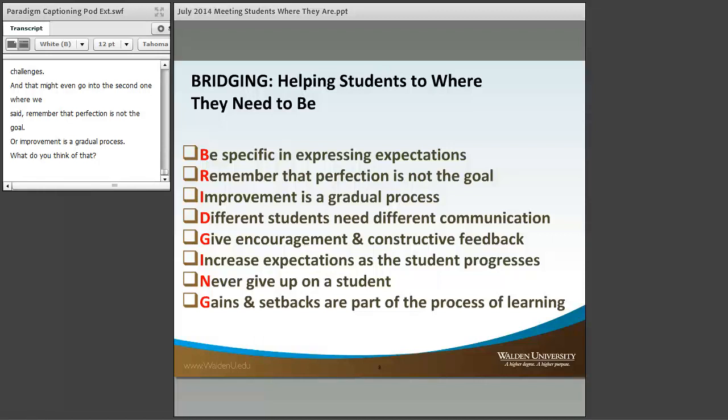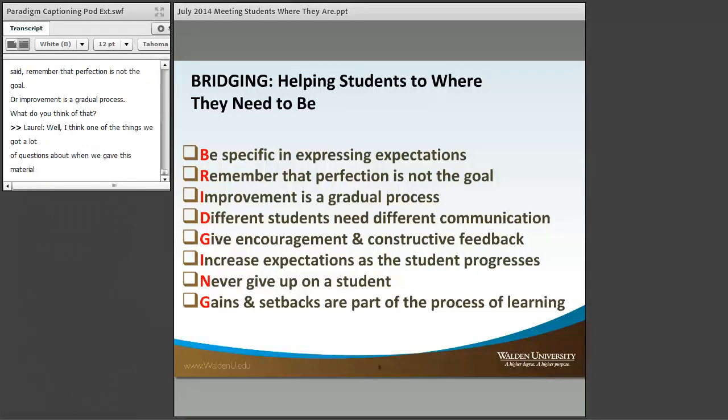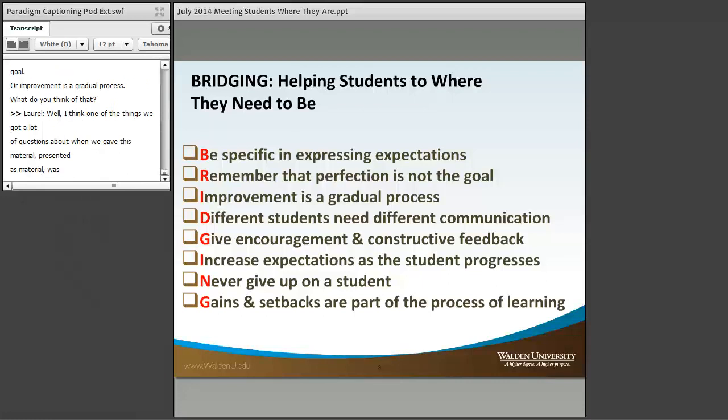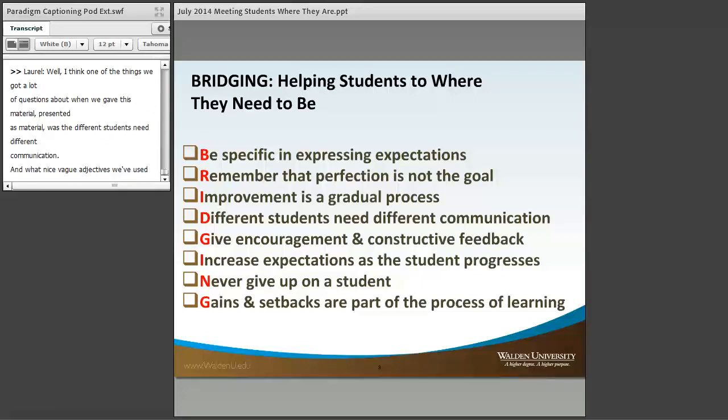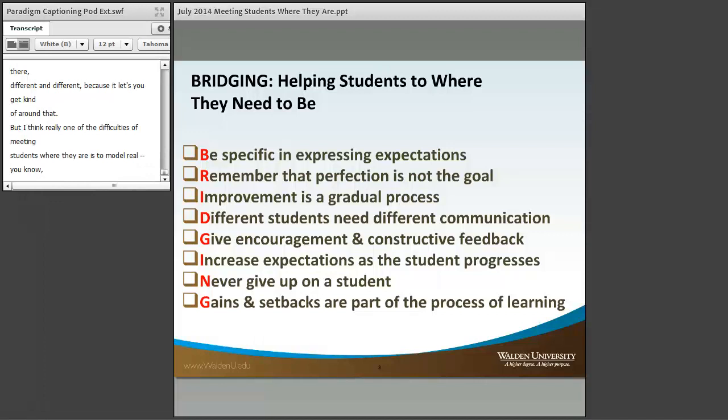Well, I think one of the things we got a lot of questions about when we presented this material was that different students need different communication. And what nice vague adjectives we've used there, different and different, because that lets you get around that. But I really think one of the difficulties of meeting students where they're at is to model real communication excellence, to let yourself be yourself in the discussion boards, being really open with students and looking for opportunities to connect with our adult students and talk to them in new ways.